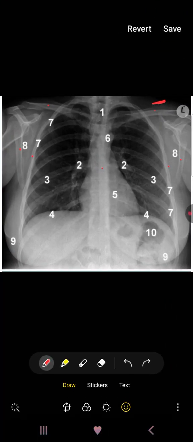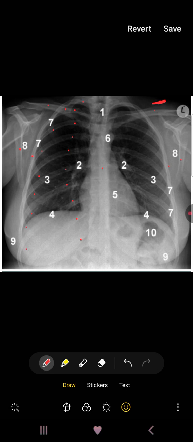Now let's count the ribs. The posterior ribs first. You see here is the first one. Then you can see the second one, third, fourth, fifth, sixth, 7, 8, 9, 10. So you can appreciate 10 posterior ribs. Now we come to the anterior ribs. This is the first anterior rib, this is the second anterior rib, this is the third anterior rib, this is the fourth anterior rib, this is the fifth anterior rib, 6, 7. We can appreciate almost 8 anterior ribs.